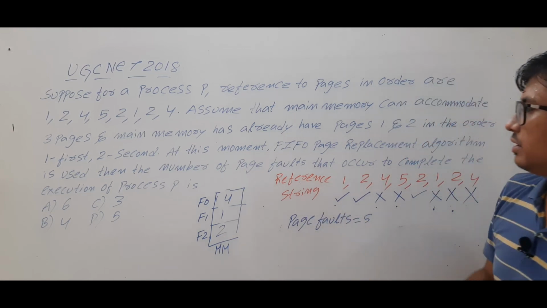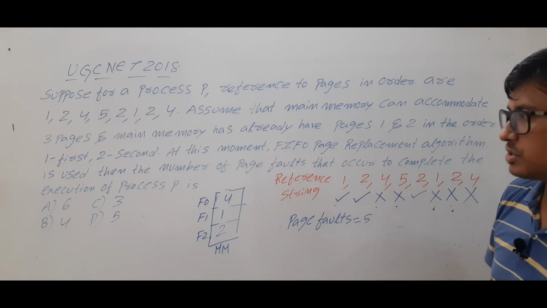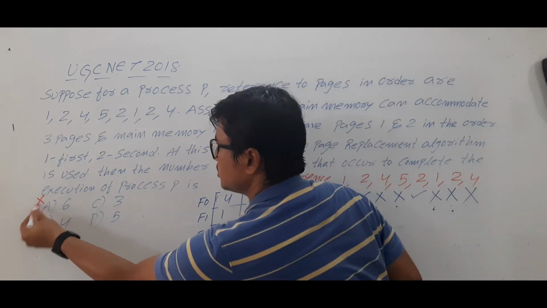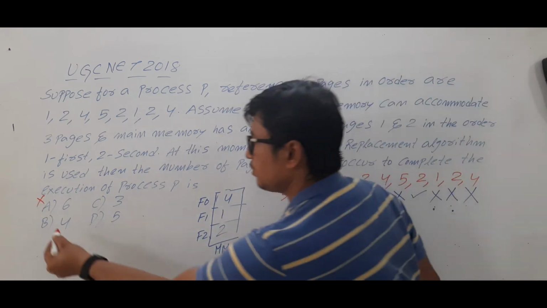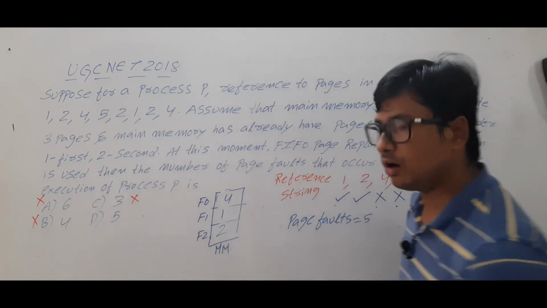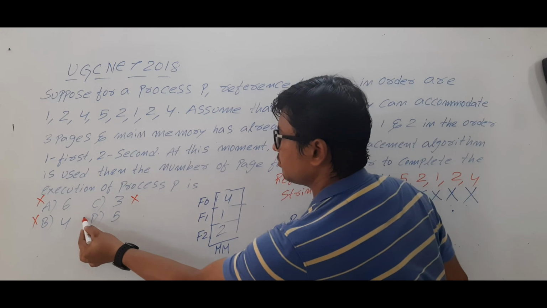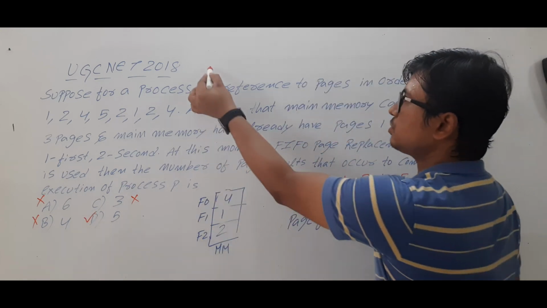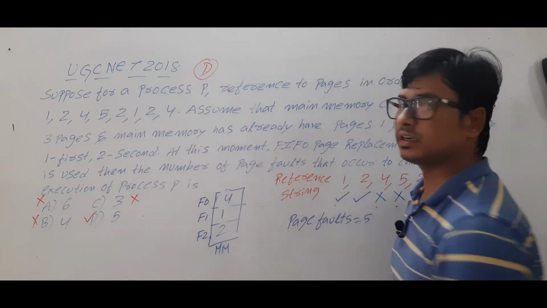So they have asked the number of page faults. Option A, 6, is wrong. Option B, 4, is wrong. Option C, 3, is wrong. Option D, 5, is right. So for this question, option D is the correct answer.